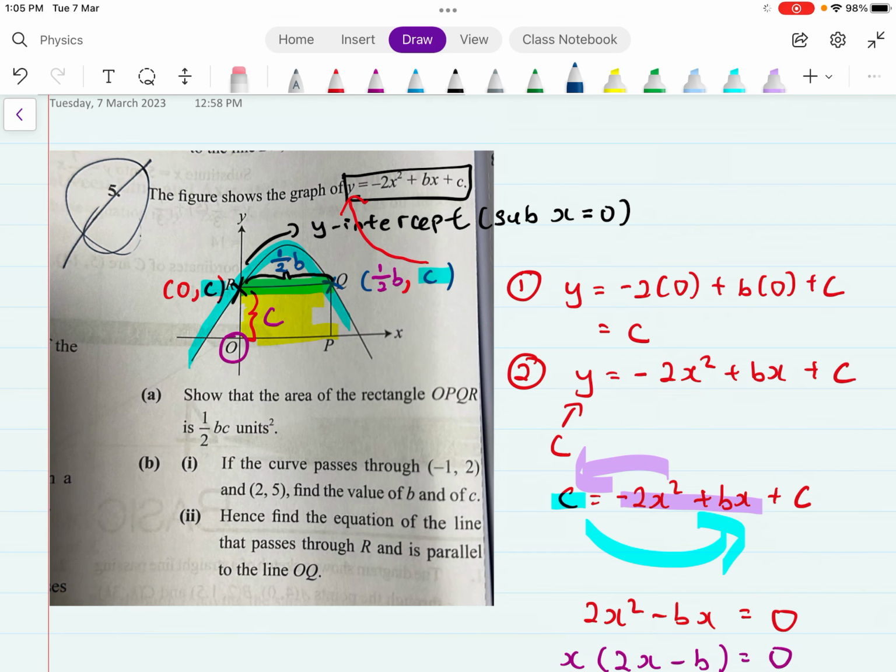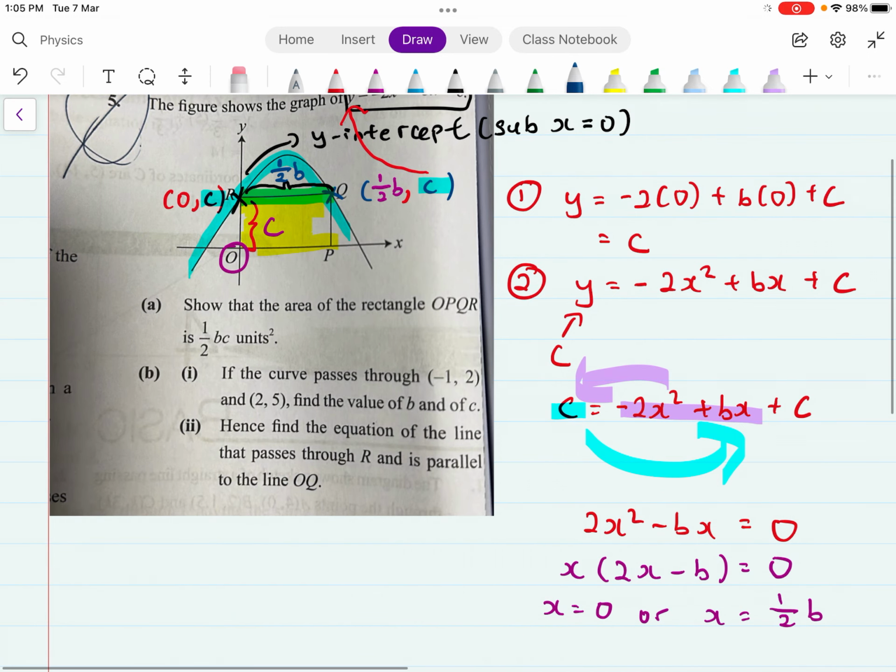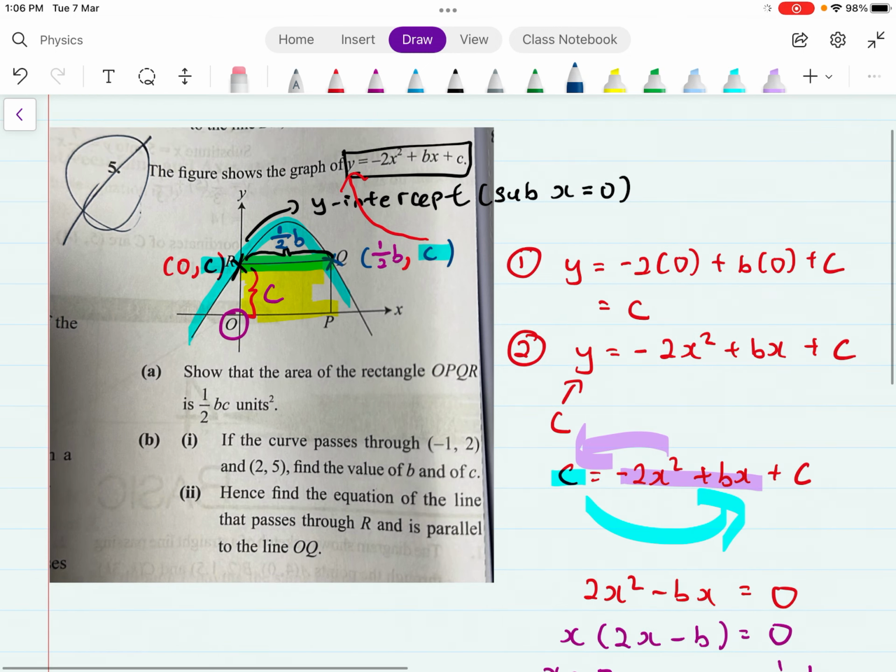Okay, so moving on to part B(i), right? If the curve passes through negative 1, 2 and 2, 5, find the value of b and c. So this one is still not too bad, it's still rather simple. They tell us that the curve passes through negative 1, 2. Okay, negative 1, 2, I say it's maybe roughly here. So this is negative 1, 2. Then after that, it passes through 2, 5. Okay, 2, 5, let's say is here. So based on this information, how do I find b and c?